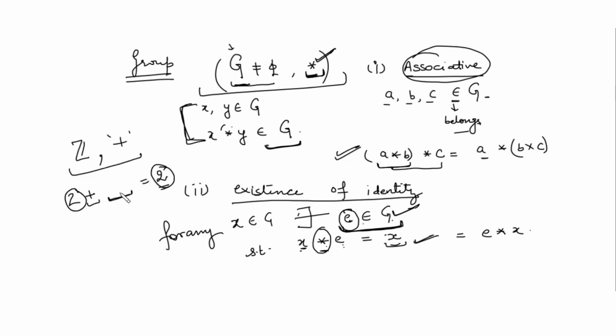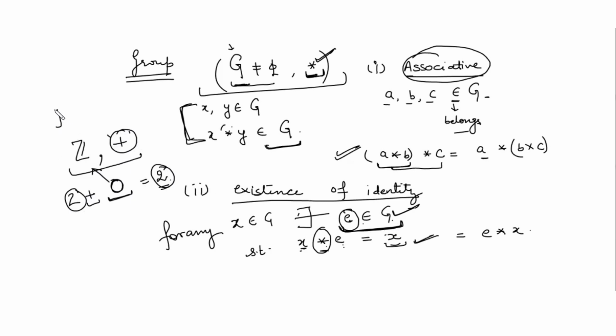What will you add here so that again you get the same element? Here the operation is addition. So we will take 0, and clearly 0 is in the integers. So we will say identity exists in the set of integers with respect to the operation addition.